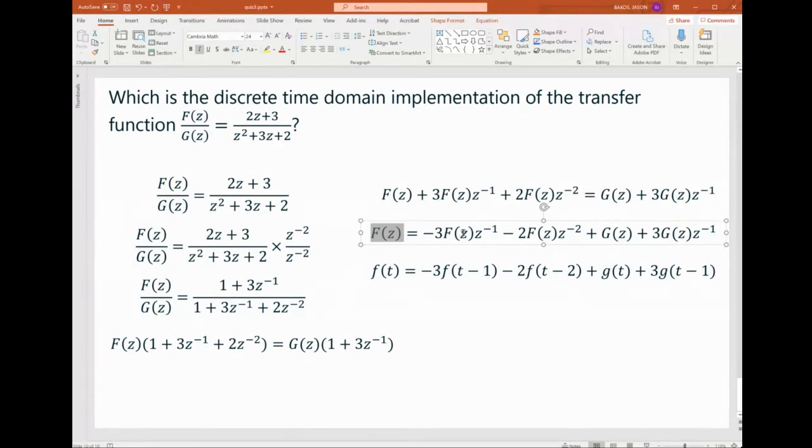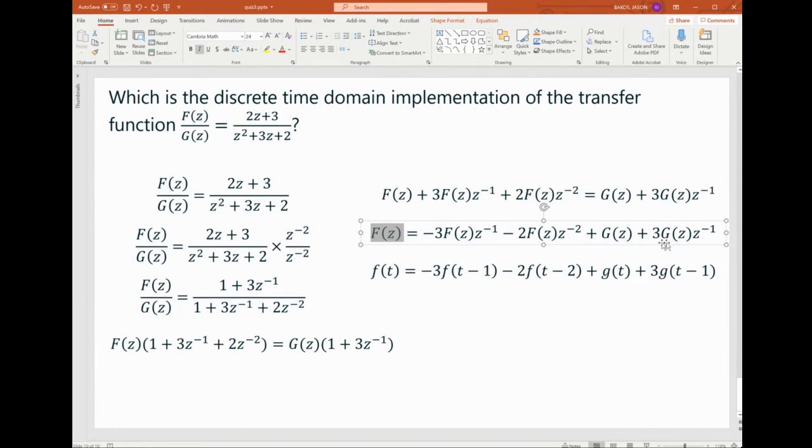And then, when I do the inverse z transform, f of z times z to the negative first power will be f of t minus 1. So f of t minus 1 is whatever f was in the last sample.